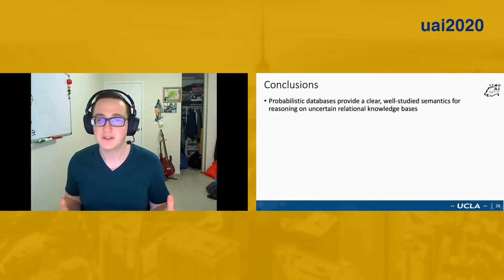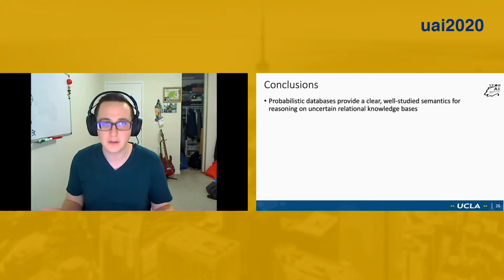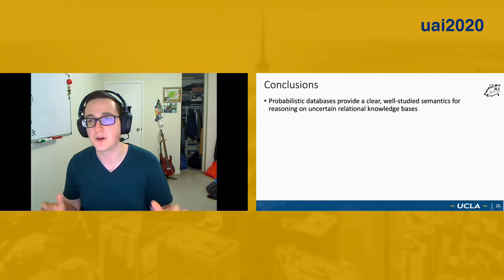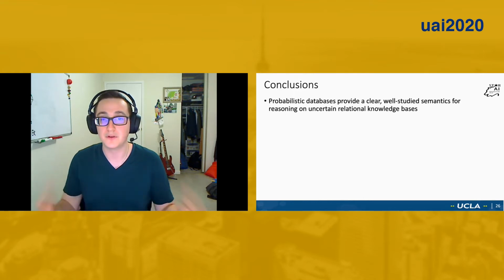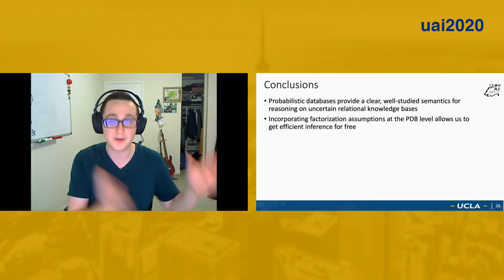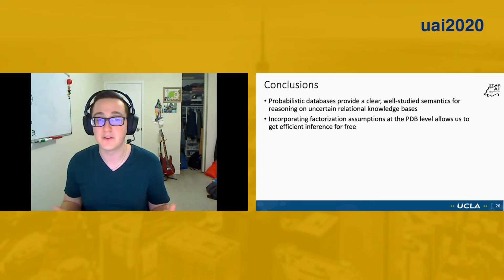So, in conclusion, the little takeaway that I want you to get from this work is that when you're dealing with uncertain relational knowledge bases, probabilistic databases provide a clear, well-studied semantics, it's been worked on for 20 or so years now, for doing reasoning, for actually querying, going beyond link prediction. And incorporating the factorization assumptions from relational embeddings back into the probabilistic databases allows you to get efficient inference for free in a lot of cases where you didn't have it before.